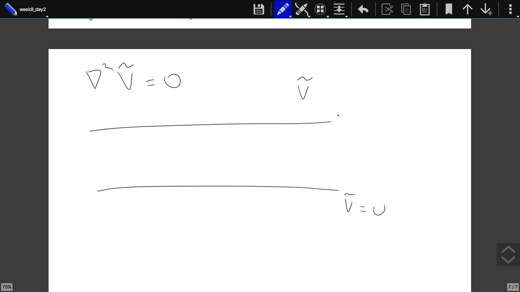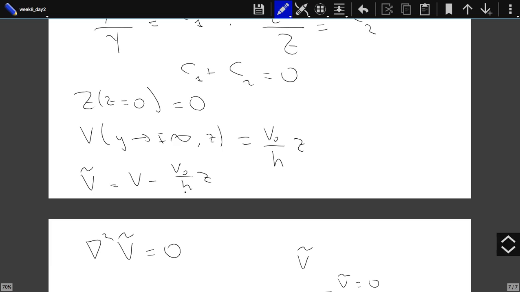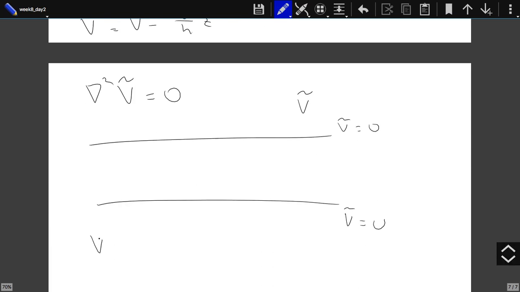V tilde is equal to 0 here, V tilde is equal to 0 there. Because when z is equal to 0, V tilde is equal to V at z is equal to 0, but V at z is equal to 0 is already 0. V tilde at z is equal to h is V at z is equal to h minus V0, but V at z is equal to h is already V0. So the difference is just 0. Furthermore, as y goes to plus or minus infinity, whatever the value of z is, V tilde should be 0.